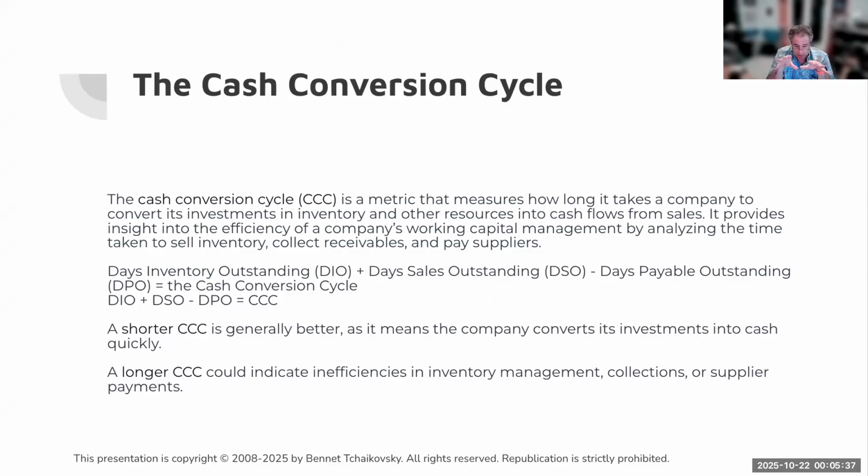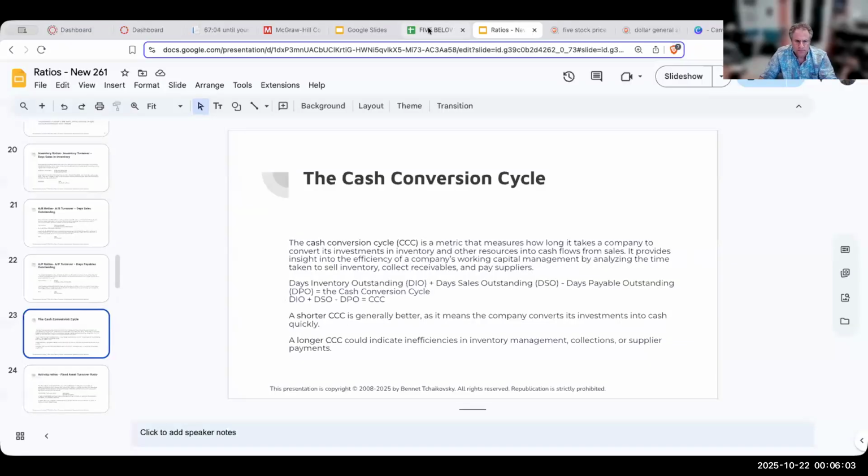And the way that we're doing this is the days of inventory outstanding plus the days sales outstanding minus days payable outstanding. This is going to be the cash conversion cycle. So this is really telling us how many days we are, I don't want to call it stringing out our vendors for, although that's essentially what it implies. Well, let's go ahead and compute this cash conversion cycle.